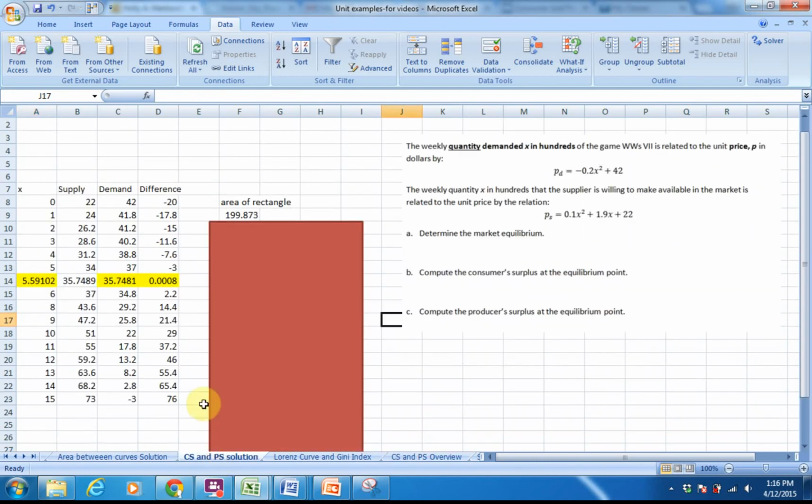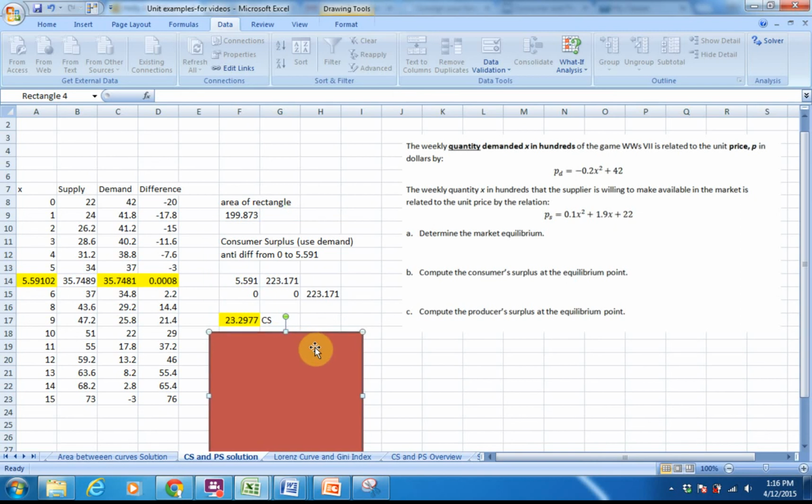So going back to our problem, this value of 199.873 simply comes from multiplying the value that I got for X at market equilibrium with that Y value, either from the supply function or the demand function. So that area of the rectangle is very important.